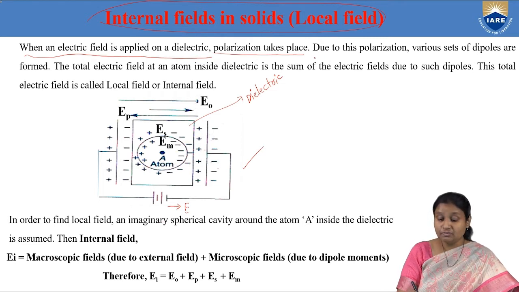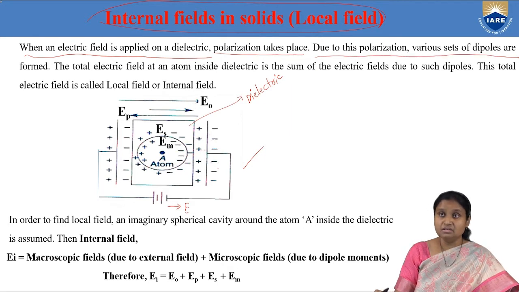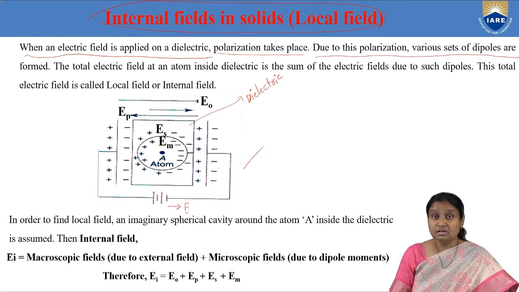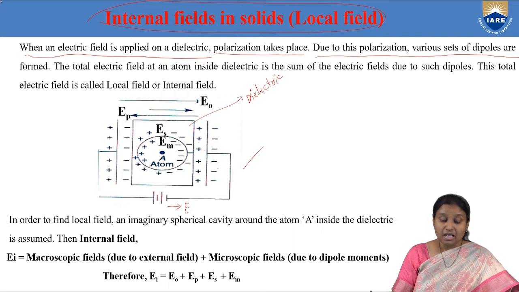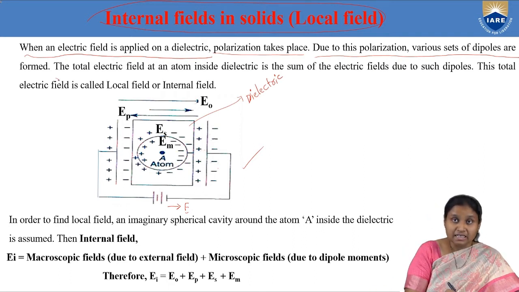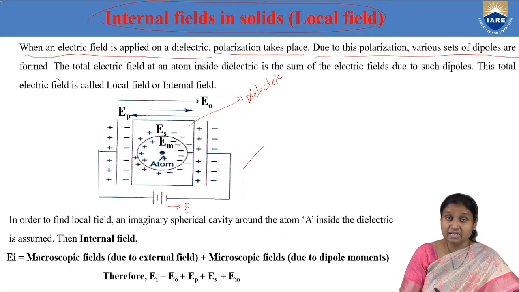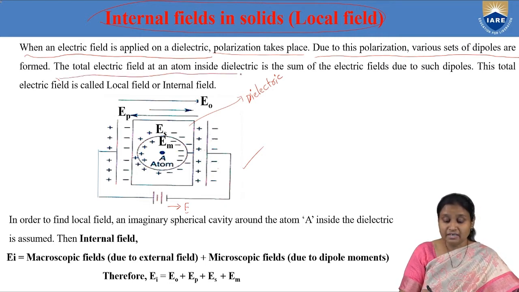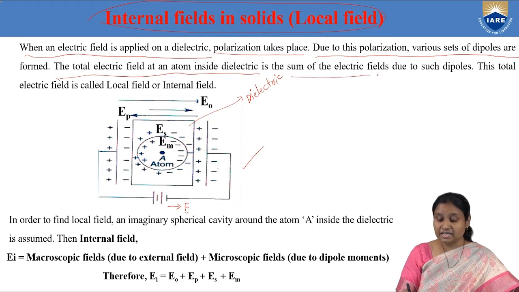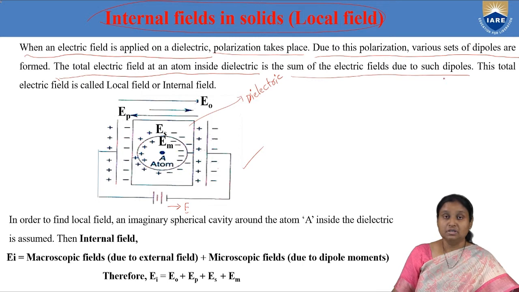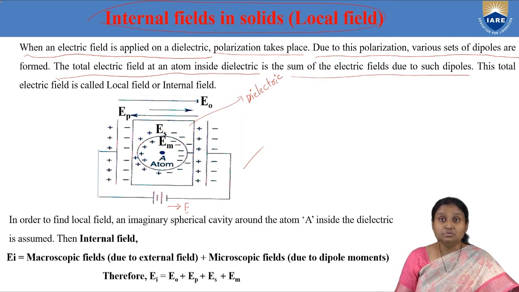But here, as you can see, due to this polarization, various sets of dipoles are formed. So once we apply an electric field to a dielectric material, because of polarization, various sets of dipoles are formed. If I consider an atom inside the dielectric, say at point A, then the total electric field at that atom is the sum of the electric fields due to all such dipoles.